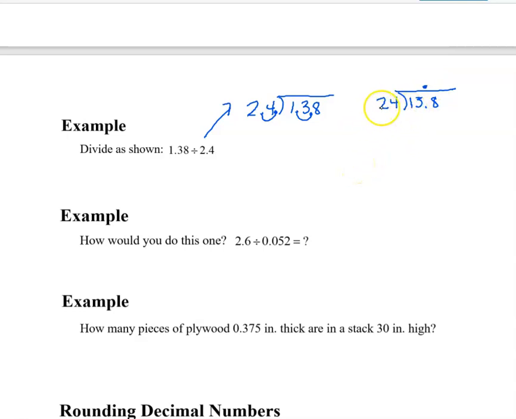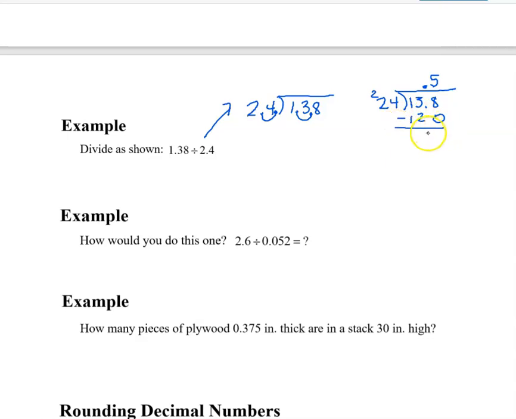24 won't go into 1, it won't go into 13, but it will go into 138. So 24 is very close to 25. And I know if I have 5 quarters, that's 125 or $1.25. Because the next one would be $1.50, I'm going to round to 5. 5 times 4 is 20. Carry our 2. 5 times 2 is 10 plus 2 is 12.